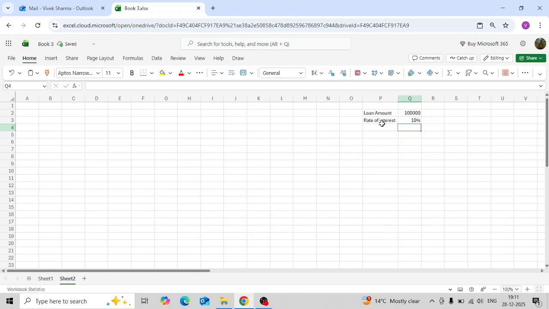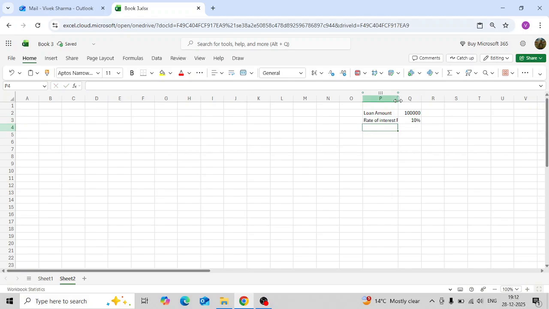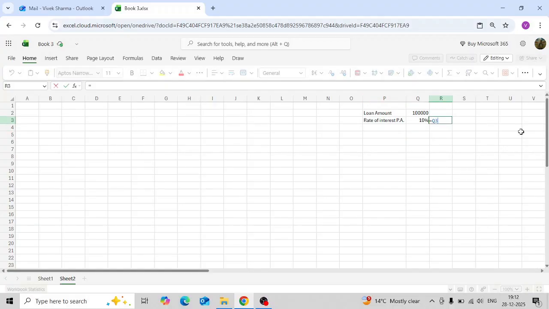Just want to add one more thing over here. The rate of interest is per annum. So if we want to calculate interest per month, it would be nothing but the rate of interest per annum divided by 12 to get a 1 month rate of interest. Okay, so this is nothing but 1 month rate of interest.